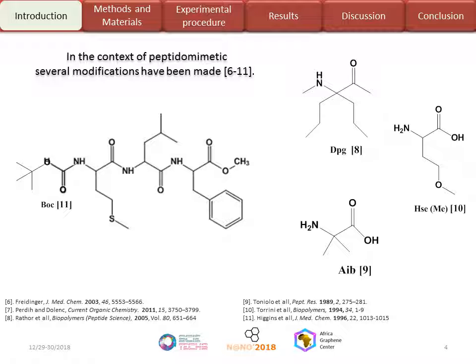The influence of terminal groups has been studied, and it has been demonstrated that the substitution of the formyl group at the N-terminal by the tertiobutylcarbonyl group results in a total loss of activity.